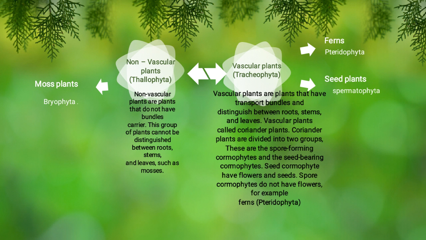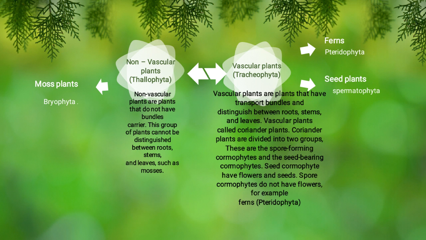Okay class, I will explain what non-vascular plants are. Non-vascular plants are plants that do not have transport bundles. This group of plants cannot be distinguished into roots, stems, and leaves, such as mosses. And vascular plants are plants that have transport bundles and can be distinguished into roots, stems, and leaves. Vascular plants are called Cormophyta.